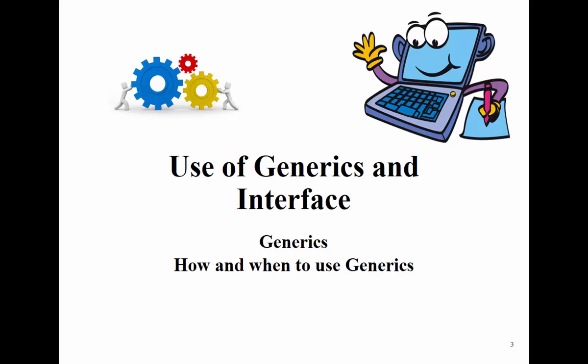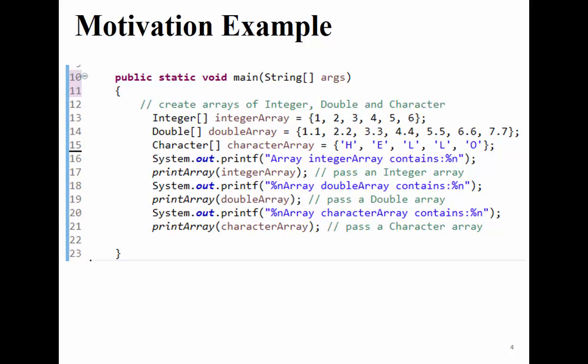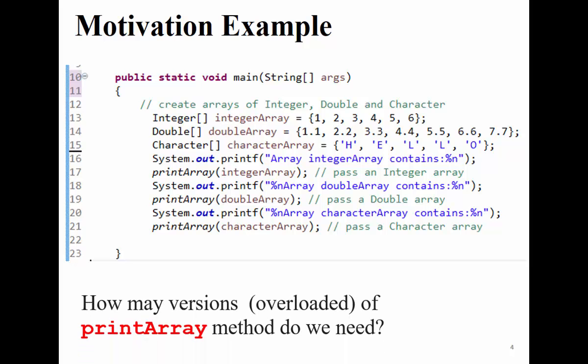Generics: how and when to use generics. We discussed this example as a motivation example. We have 3 types of arrays. The first type is integer, the second type is double, and the third type is character. And we would like to print them. And we ask this question: how many print array methods do we need? So the first print array is going to print integers. That means an input argument should be of type integer array. The second print should be of type double array, and the third one of type character array.